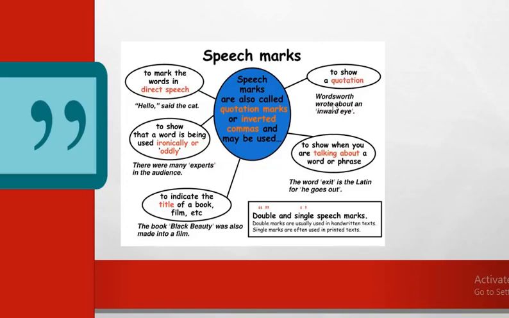To show a quotation, Wordsworth wrote about an inward eye. To show when you are talking about a word or phrase, the word exit is the Latin for he goes out.